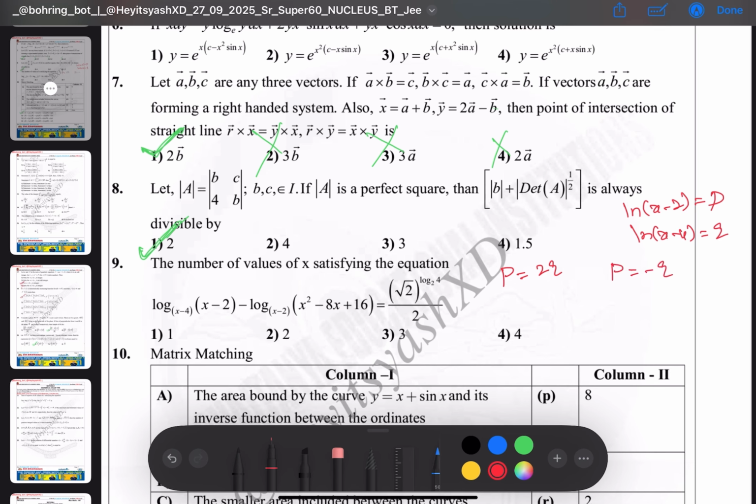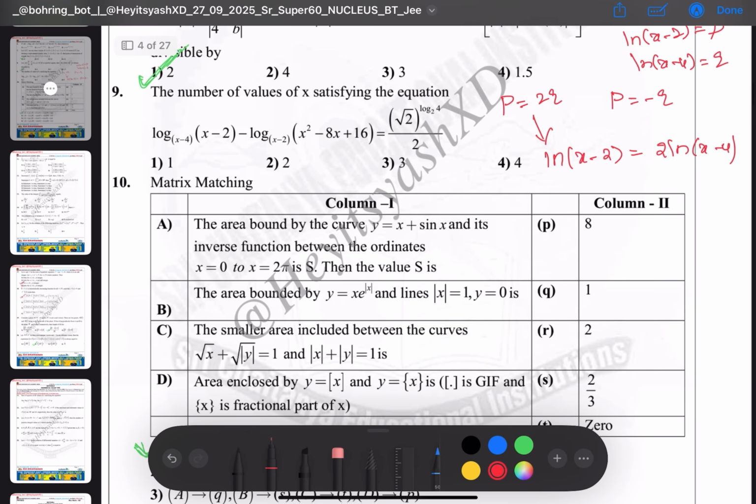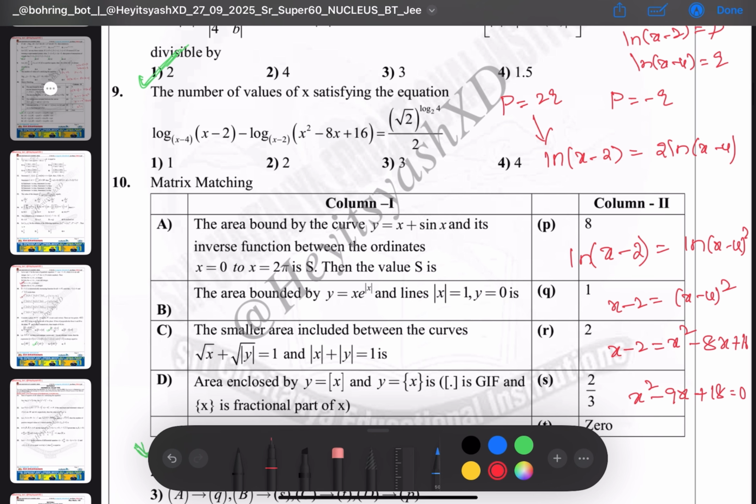Let us say p is equal to 2q. First condition, this one. So ln(x-2) is equal to 2 ln(x-4). Alright. So x minus 2 is (x minus 4) whole square. So x minus 2 is equal to x square minus 8x plus 16. X square minus 9x plus 18 is equal to 0.